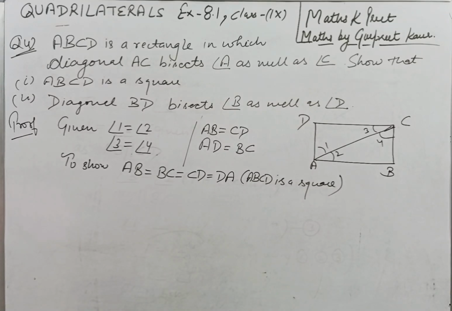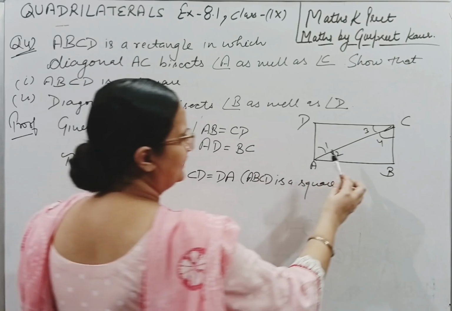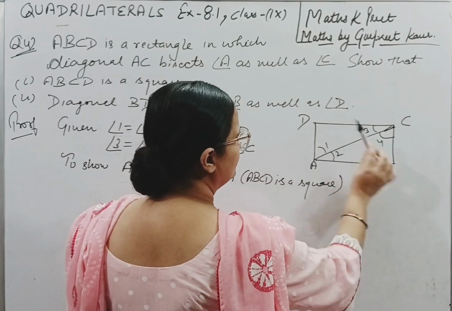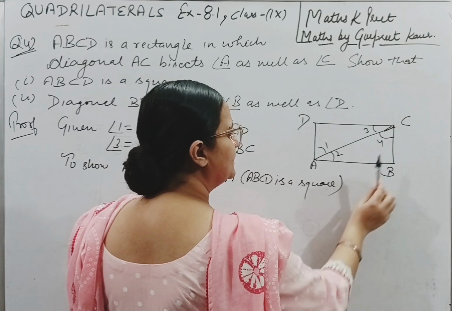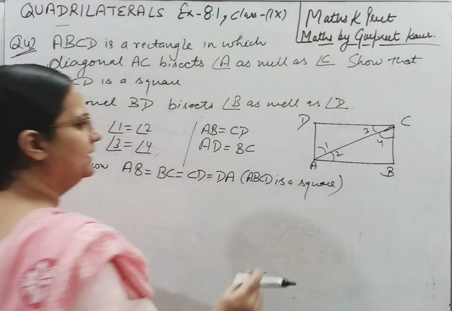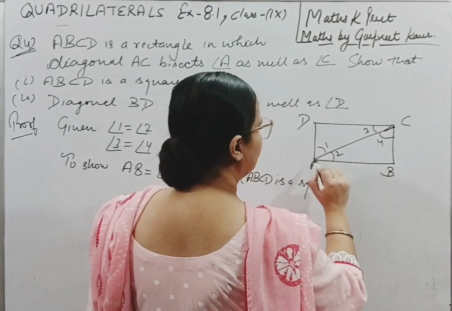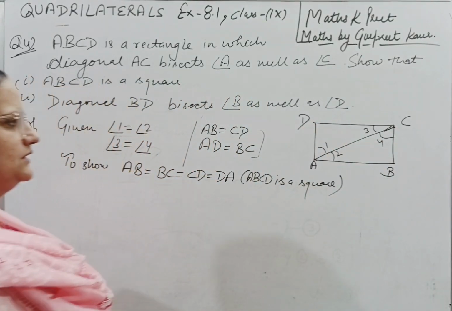As we have proved in the last question, first I have to prove that these two angles are equal and these two angles are equal. After then, if these two angles we have proved equal, then by using that isosceles triangle property, we can show that these two sides are equal, these two sides are equal. So from here I can write all the four sides are equal.